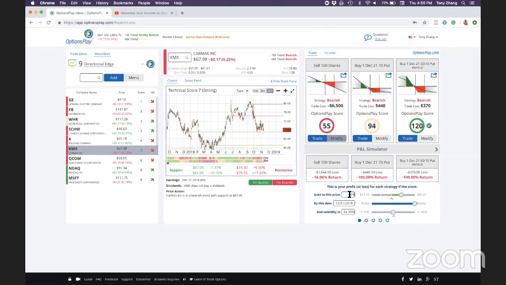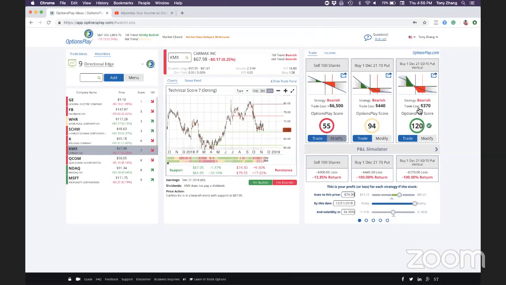So let's say it goes back up to 74. You lose $900 if you shorted the stock. If you bought a put option, you lose $440. If you bought the put spread, you lose only $370. So you decrease the amount of risk as you trade these types of strategies. And that's really the key here of utilizing these strategies for your directional view.